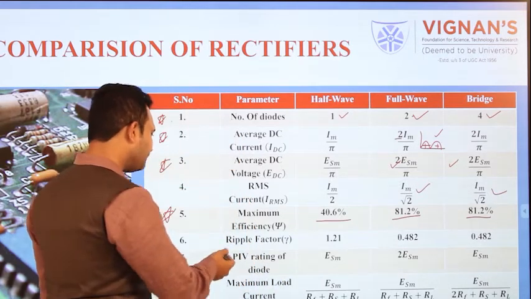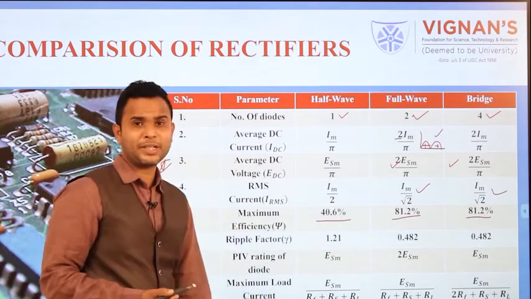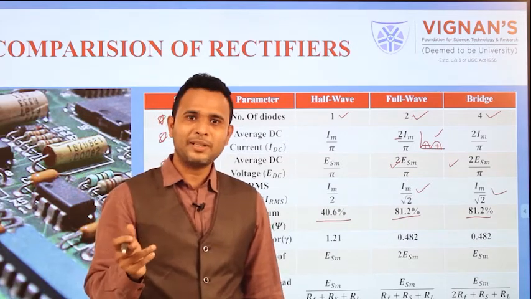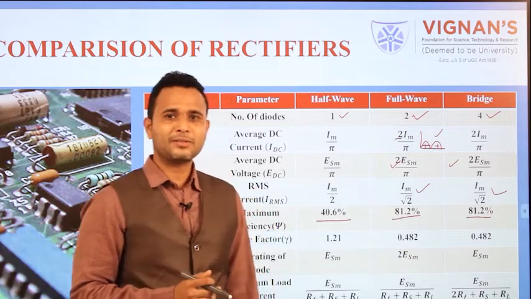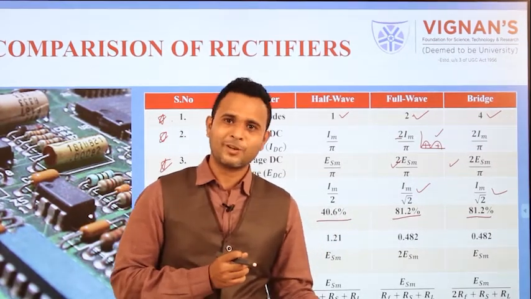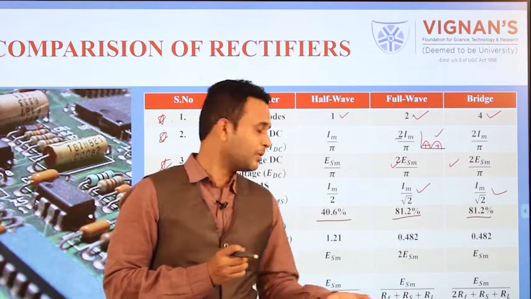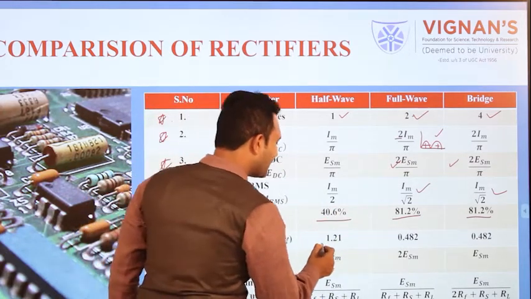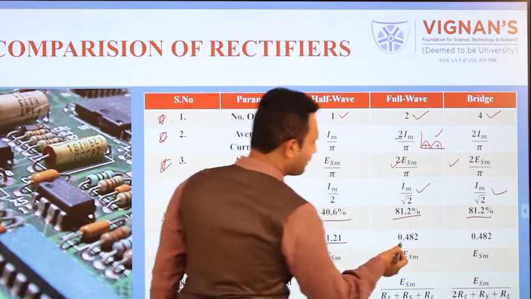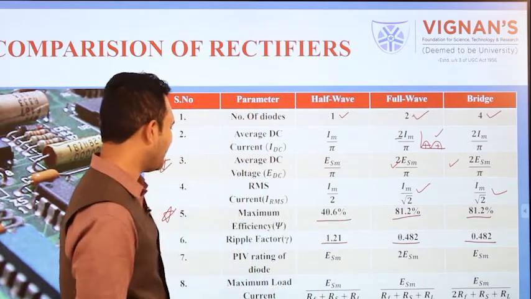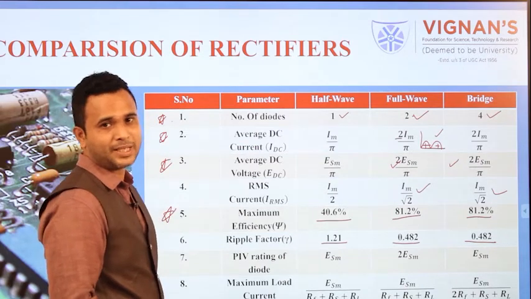Coming to the ripple factor. I already told you, the ripple factor should be as low as possible, it will be better, right? We don't want the AC component at the output side, so a very low value is preferred. For the half wave rectifier we get 1.21, but for the full wave rectifier we get 0.482.